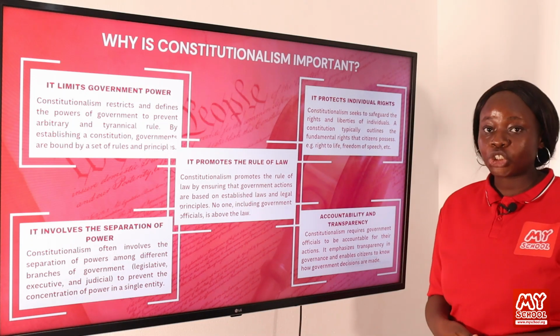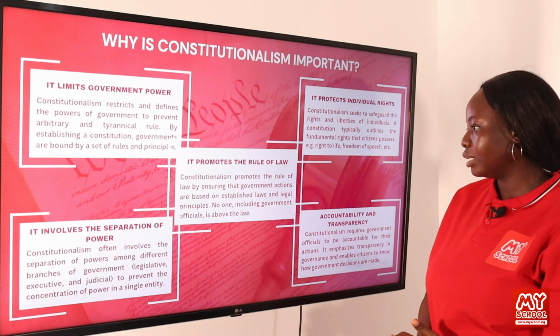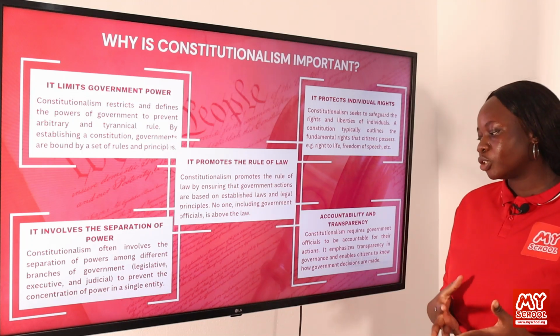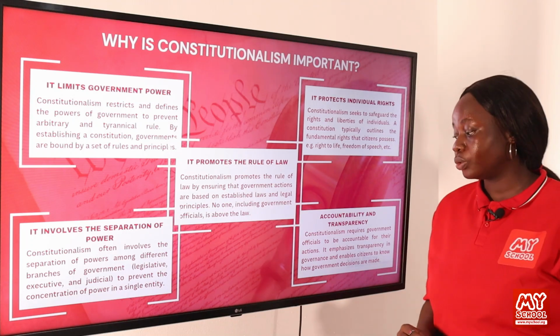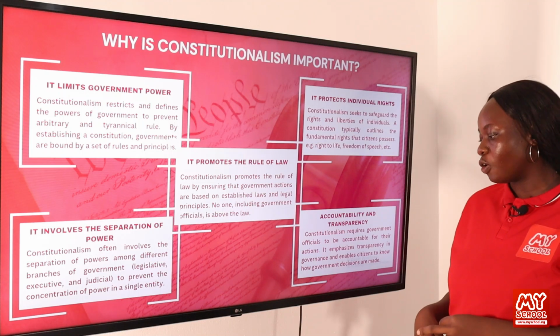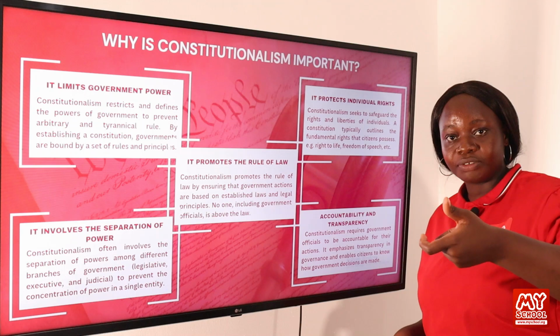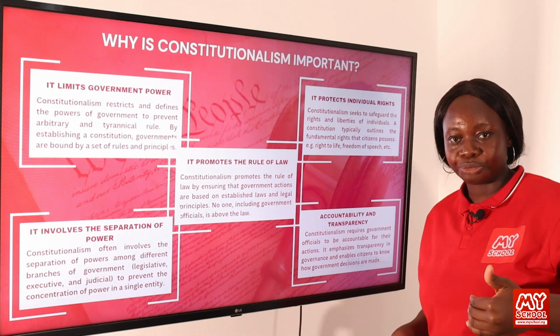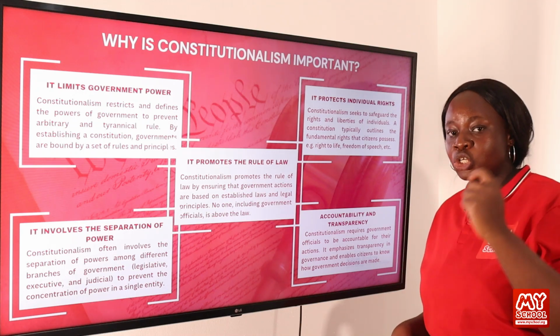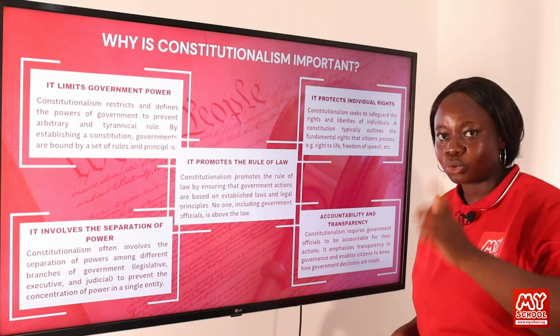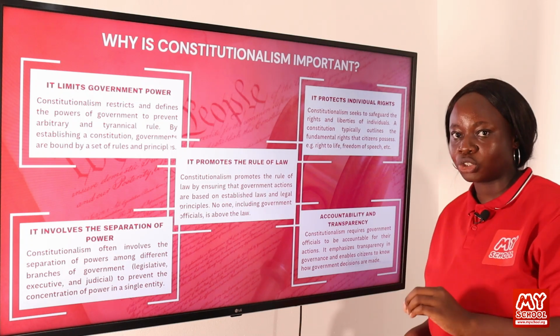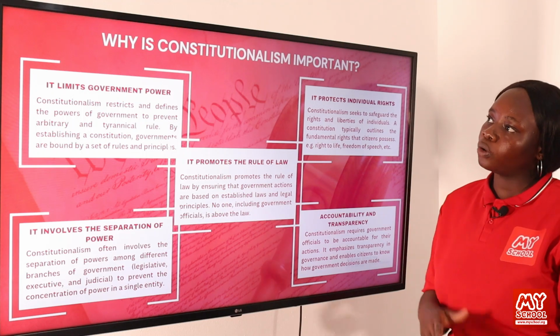Lastly, it helps to ensure accountability and transparency. Constitutionalism requires government officials to be accountable for their actions. It emphasizes transparency in governance and enables citizens to know how government decisions are made. When you have the Constitution and you can see all of the responsibilities of the government, you can ensure that the government is accountable to those responsibilities stipulated in the Constitution. So now let's move on to the next slide.